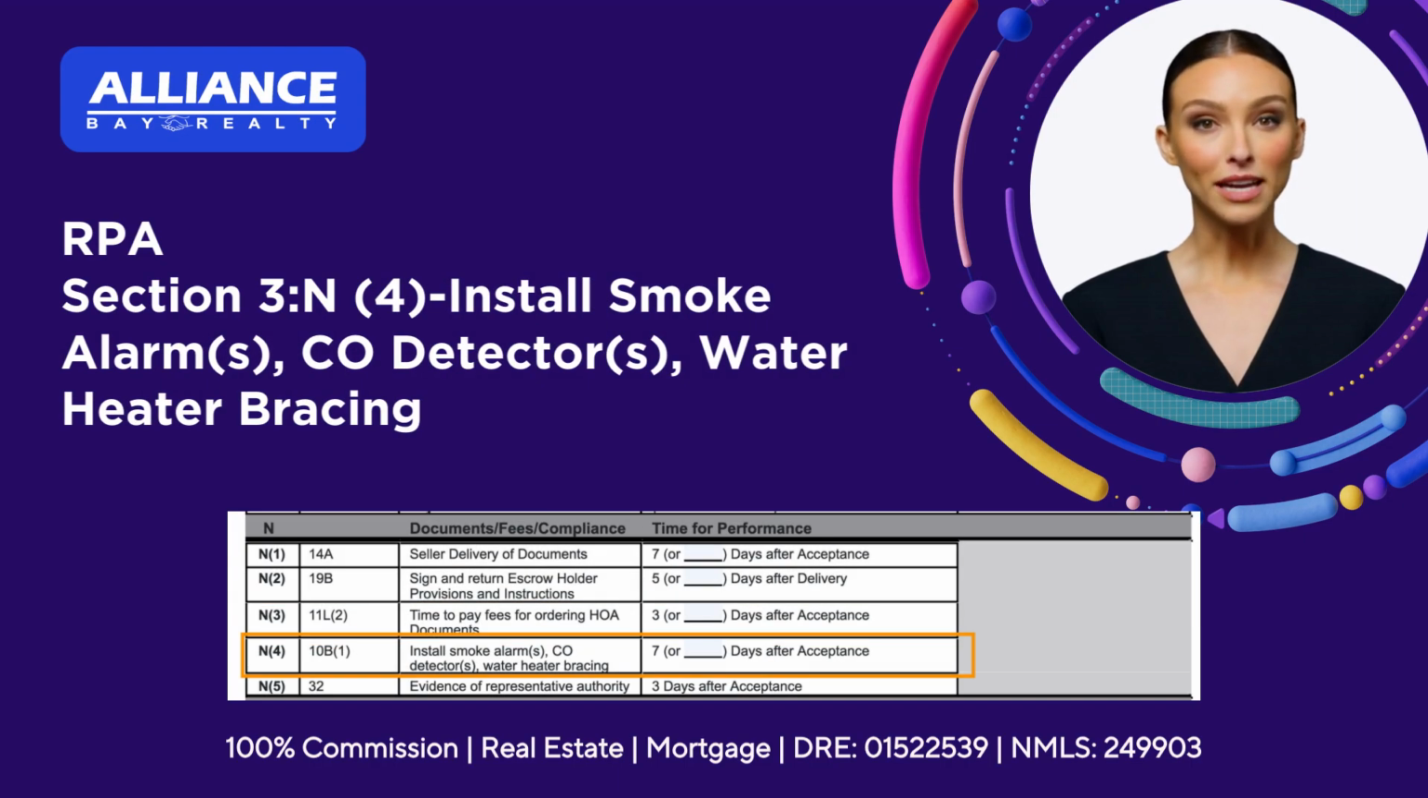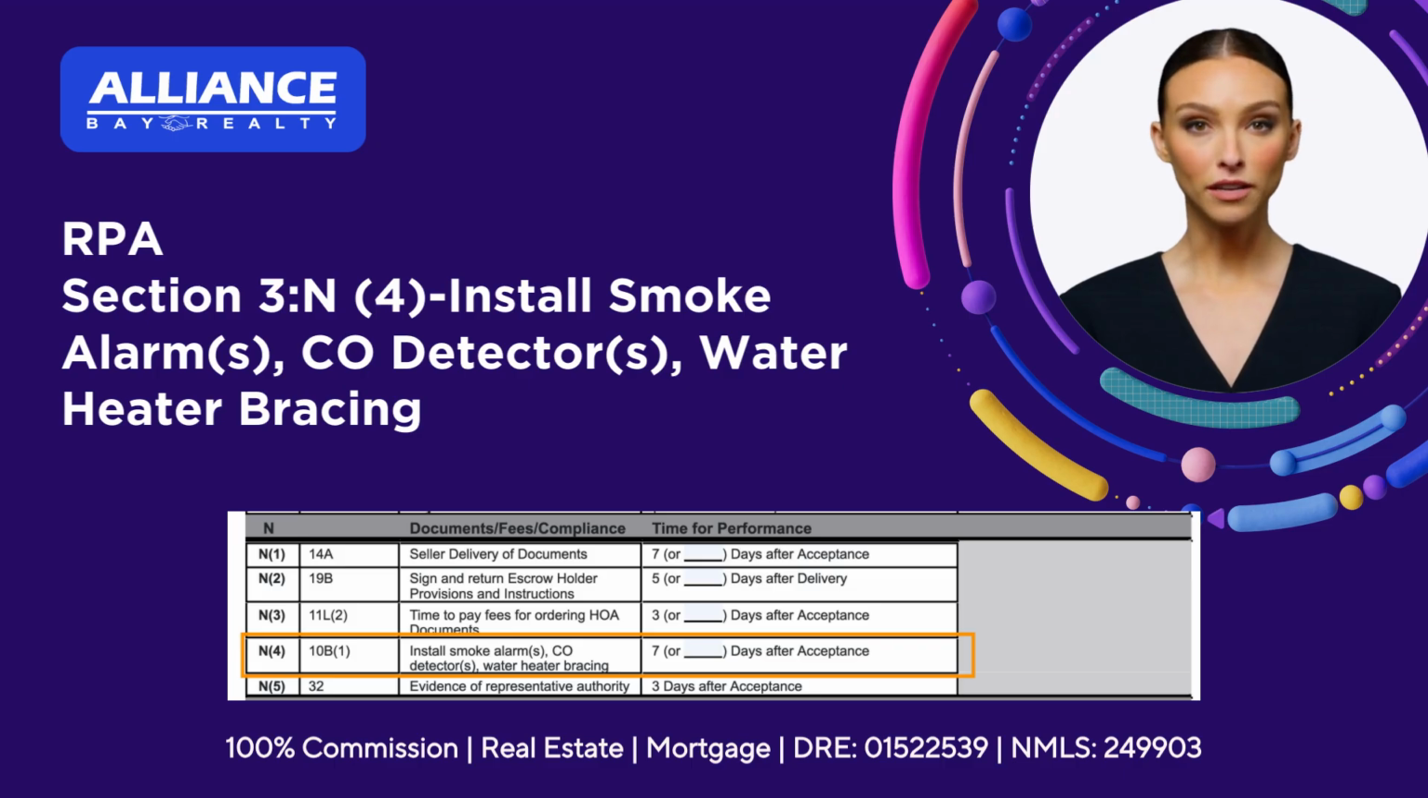Section N4. Install smoke alarms, CO detectors, water heater bracing. The default timing is set to 7 days after acceptance, or write a different number. Seller must ensure the property meets California HNS code: smoke alarms, carbon monoxide detectors, and double strapping/bracing of water heaters.